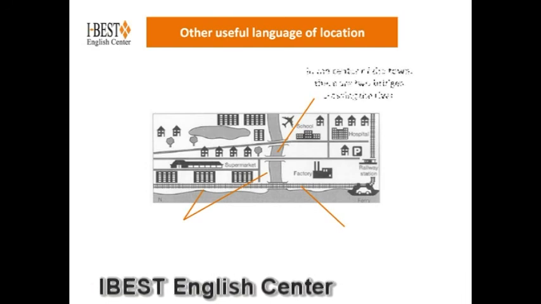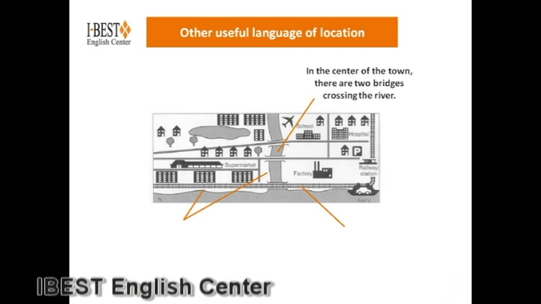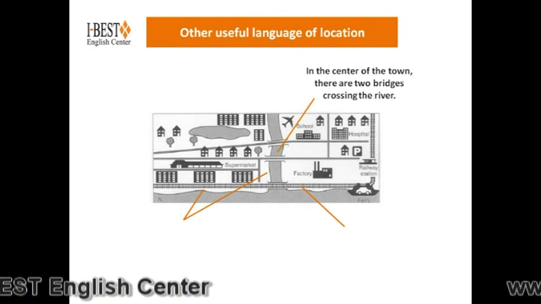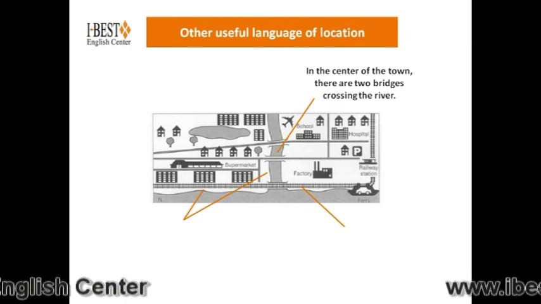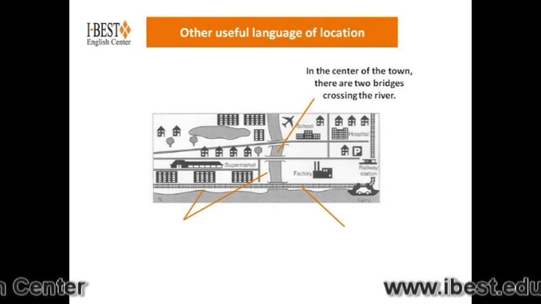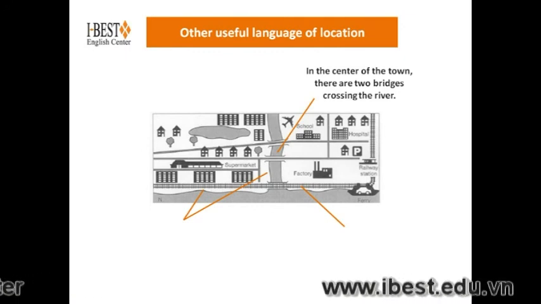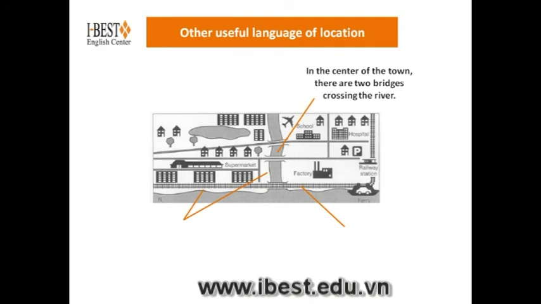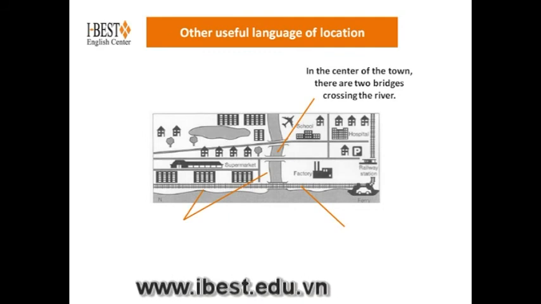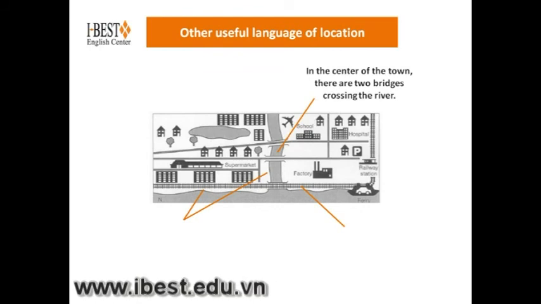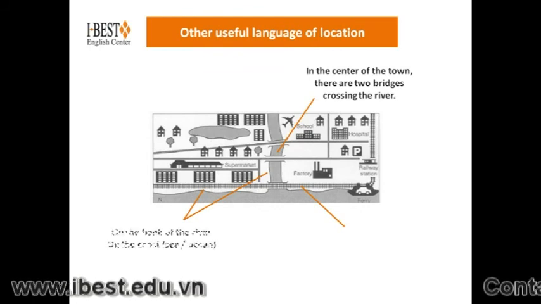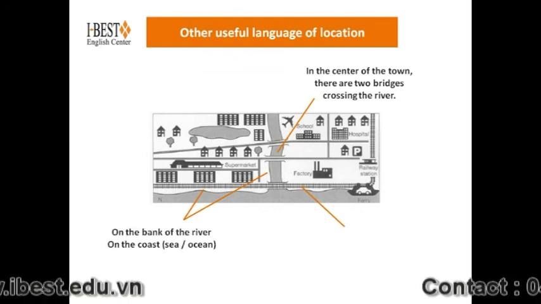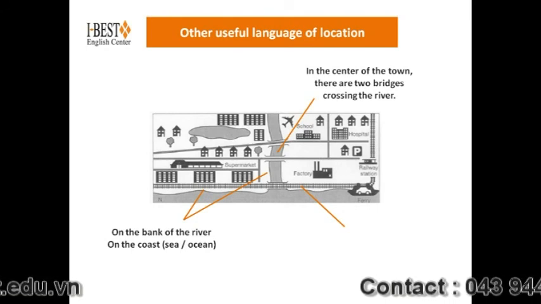In the centre of the town, there are two bridges crossing the river. You can see that the verb we need to use is the verb to cross. Two bridges crossing the river. You need to show the examiner good collocations so that you understand that bridges cross rivers. Another example. On the bank of the river. This means on the edge of the river.